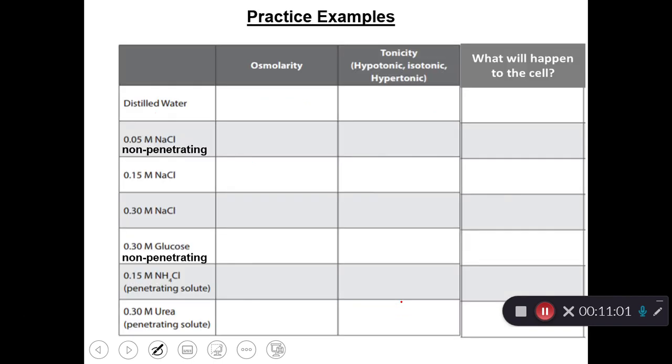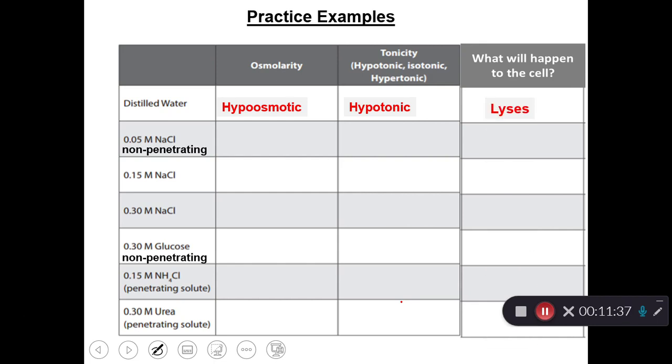Okay, now let's go ahead and practice some examples. So what is the osmolarity of water? Water without anything has zero osmolarity. And this is hypoosmotic since it has less than 300 milliosmoles of everything. How about the tonicity? It is hypotonic. So if you put these cells in water, what would happen? Water enters the cell and the cell would swell and lyse.